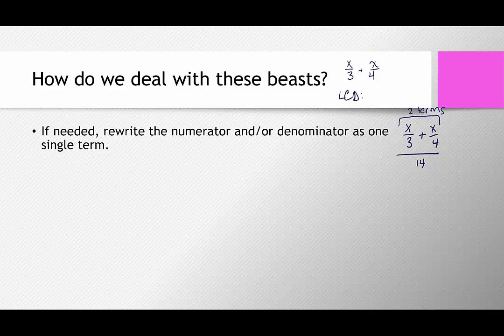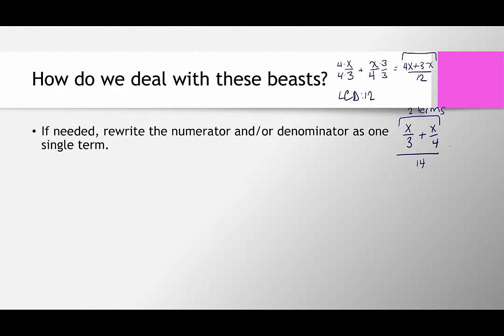In this case, I would use 12. Multiply so that the denominators have that common denominator of 12. So I would multiply here by 4 over 4. I would multiply here by 3 over 3. And then I would have 4x. See that I have the same two factors in the denominator, so I can go ahead and add the numerators across the top. And that common denominator would be 3 times 4. This is one single term.